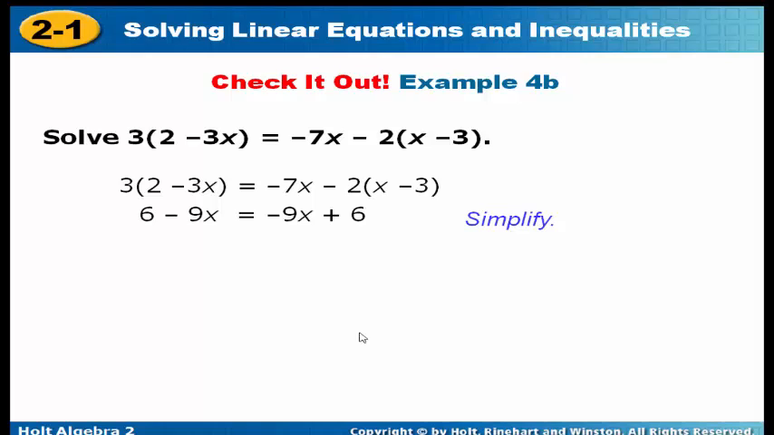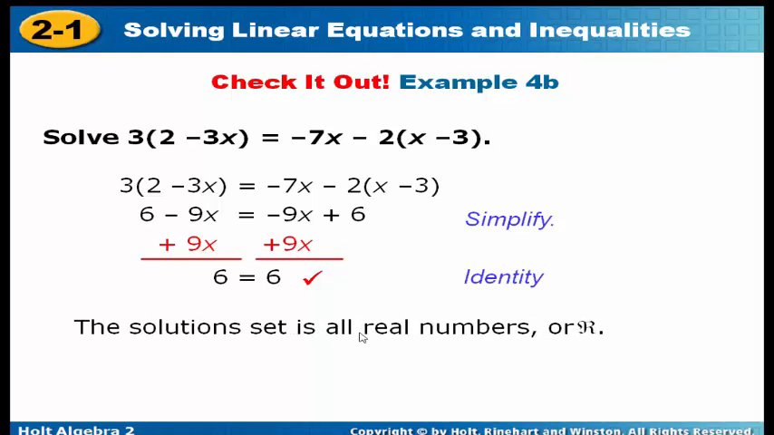3 times 2 equals 6. 3 times 3x minus 9x. Negative 2 times x, negative 2x, negative 2 times negative 3 plus 6, so negative 2x minus 7x minus 9x. Add 9x to both sides, so 6 equals 6, identity, and the solution set is all real numbers, or R.